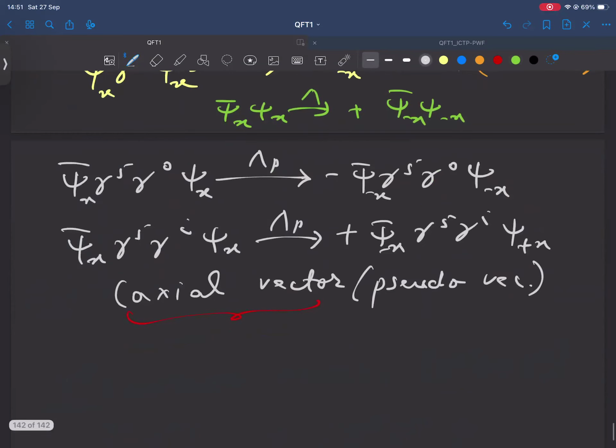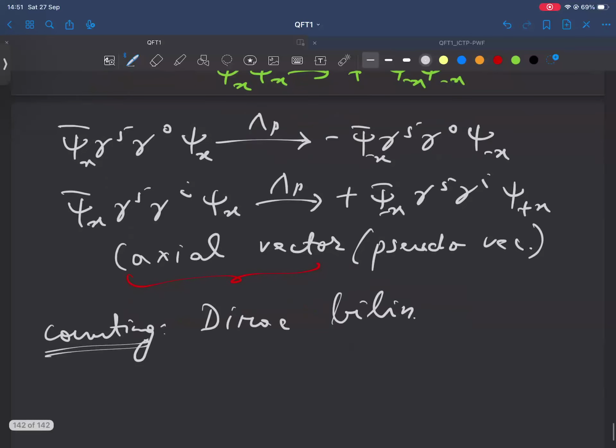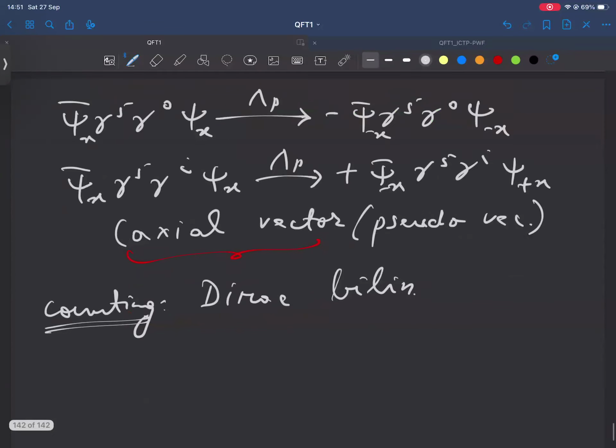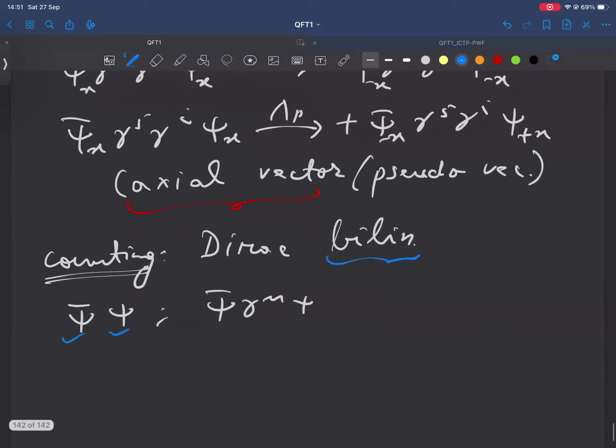So now let us do a counting. All of these quantities are called Dirac bilinears. Why Dirac bilinears? Because we had a scalar, we had a vector, and all of these were sandwiched between two Dirac spinors: the spinor and its Dirac conjugate. That's why the name bilinear, made out of Dirac fields. Hence these are called Dirac bilinears.